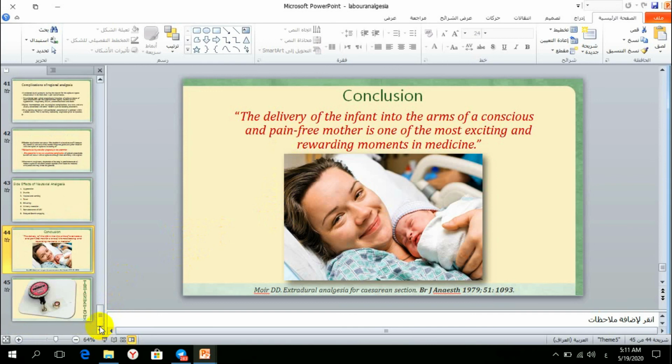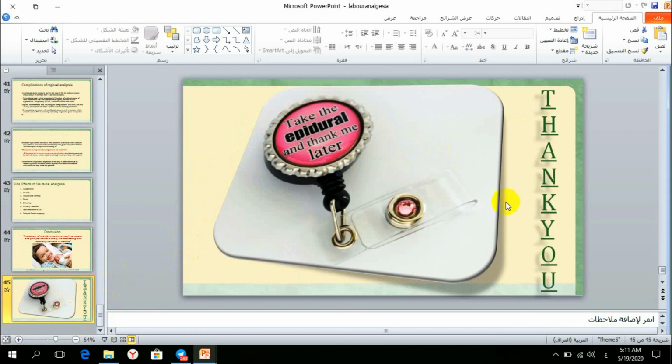Bladder dysfunction can occur if the bladder is allowed to overflow because the woman is unaware of the need to micturate, particularly after the birth, while the spinal or epidural is wearing off.